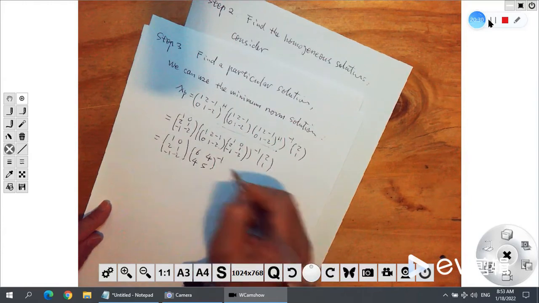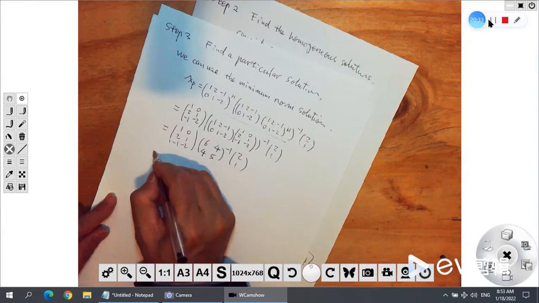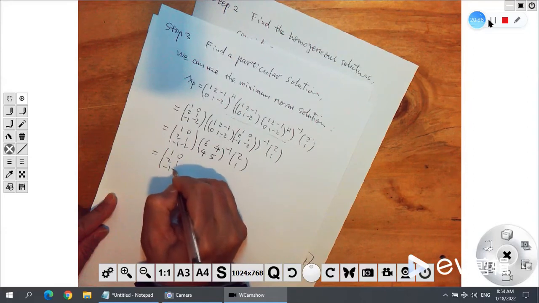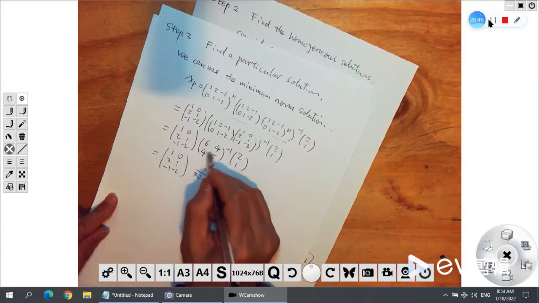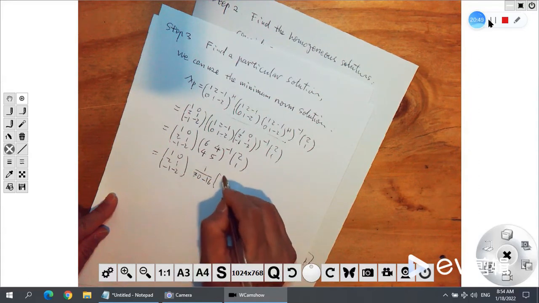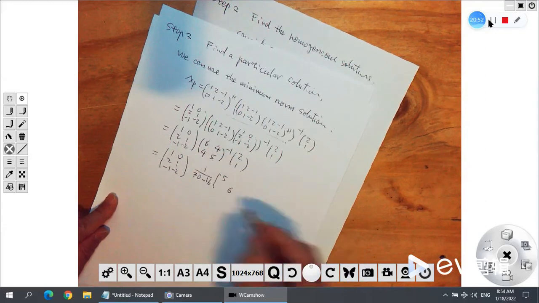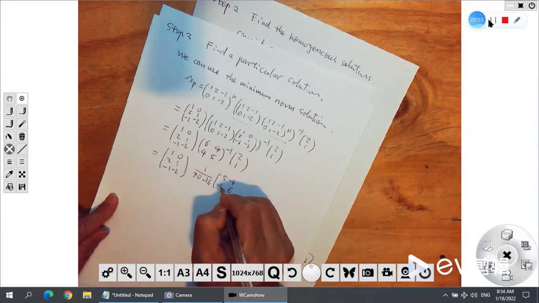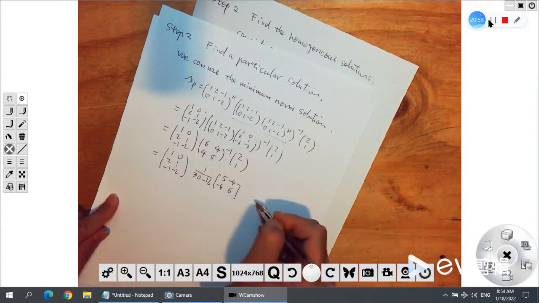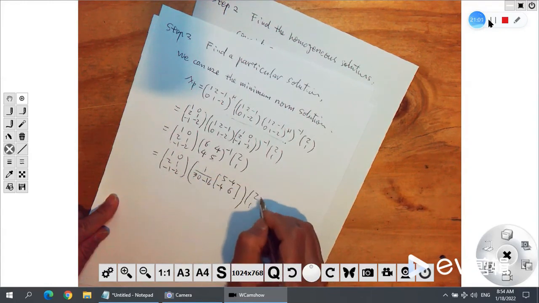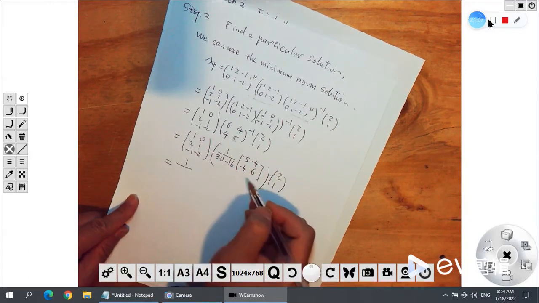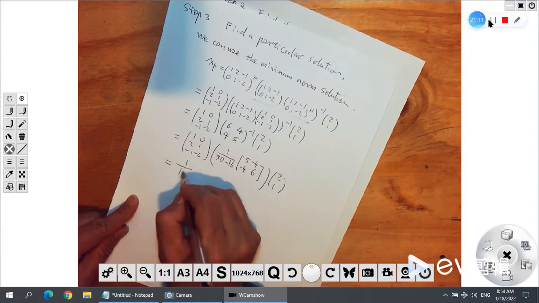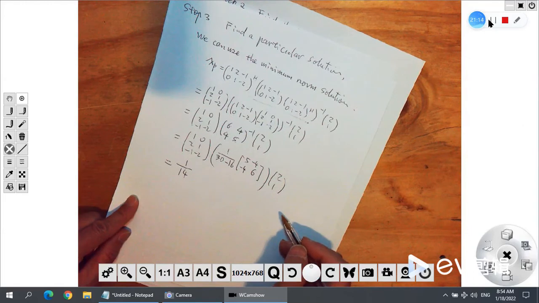Then inverse times 2 and 1. The inverse of this matrix is 1 over 30 minus 16, right? 5 times 6 is 30, 4 times 4 is 16. Times the matrix where we change the location of these two elements, 5 and 6, and change the sign of the others, positive turns to be negative, and 2 and 1. I can move the constant to the front. This is 1 over 14, 30 minus 16.